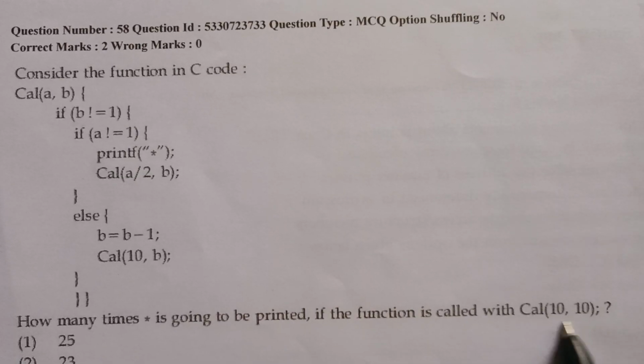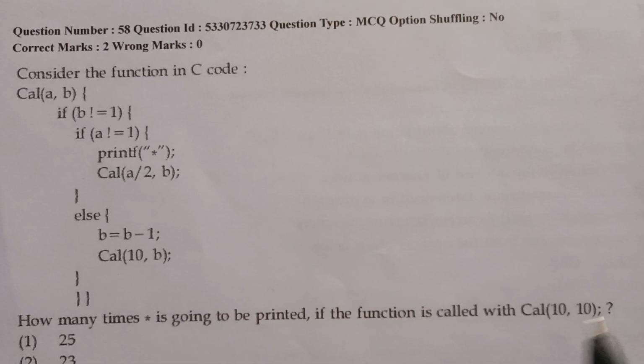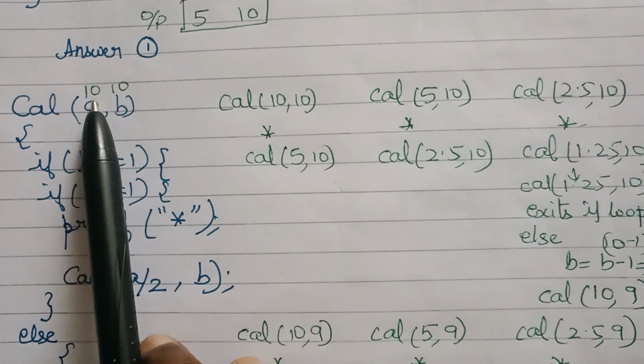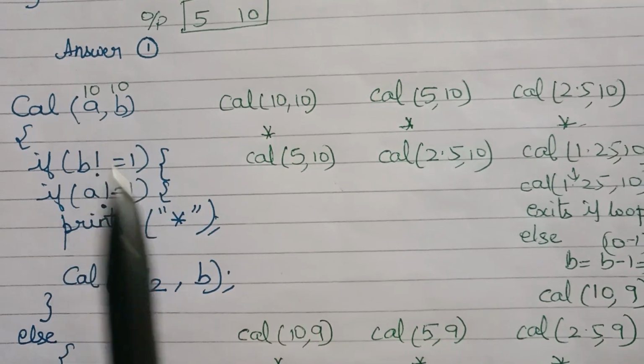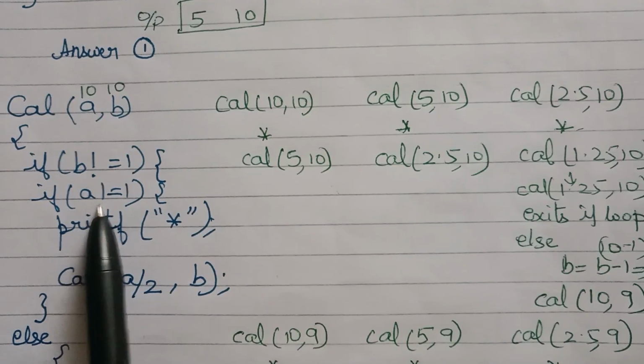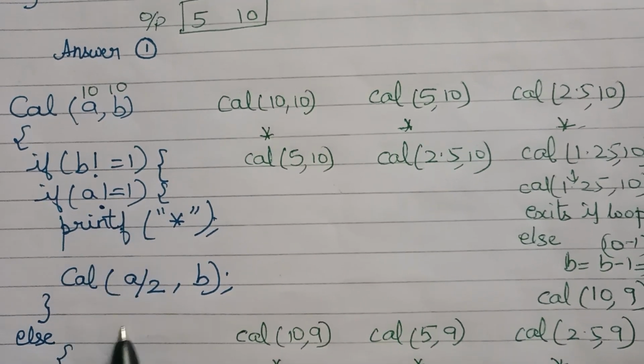The function is called with 10 and 10. So you will be calling this function with 10 and 10. Let us see the answer. In the beginning the function is called with 10 comma 10, so A is 10 and B is 10. Now B not equal to 1, so it will go inside this loop. Now A not equal to 1, so it goes inside this loop.